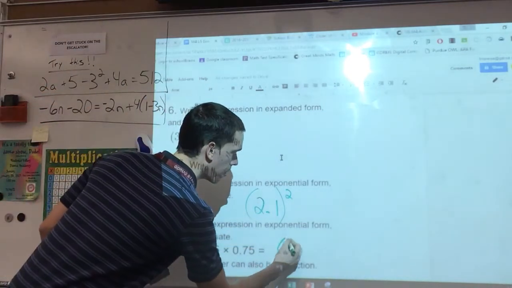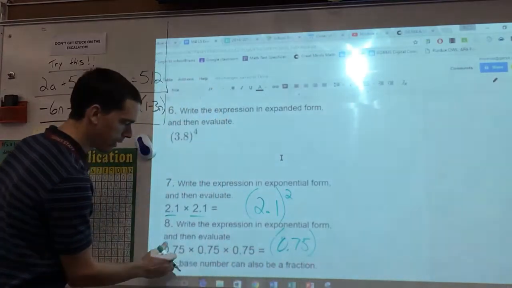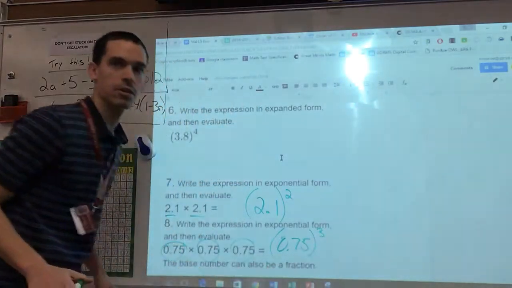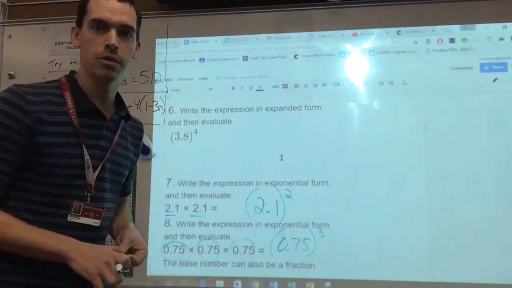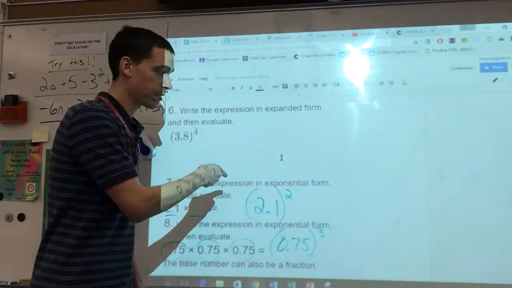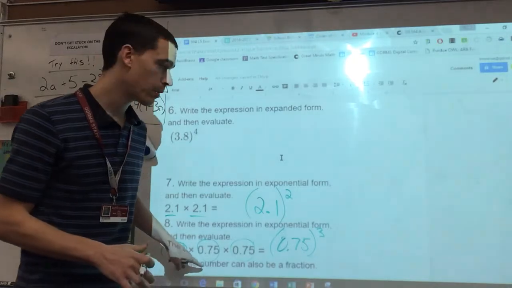So again, 0.75. And how many do we have? I count 1, 2, and 3. So to the third power. Okay, so you fill that in, hold that there. Also, while you wait for about 10 seconds, solve these. Get these answers, because we're also going to show a fraction form as well.